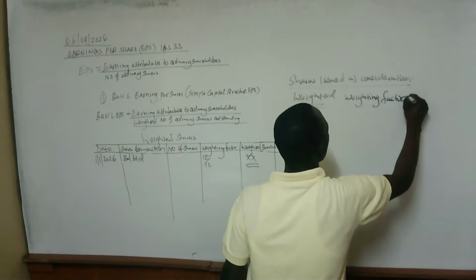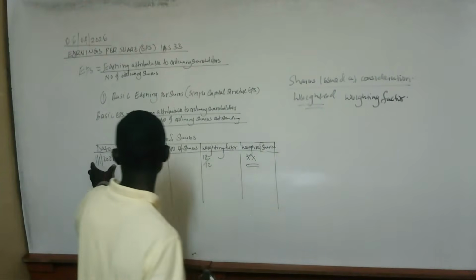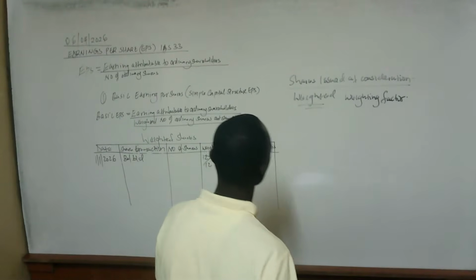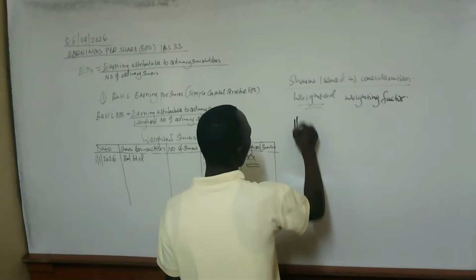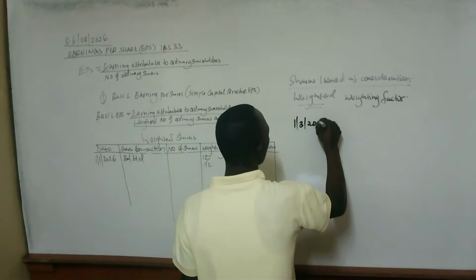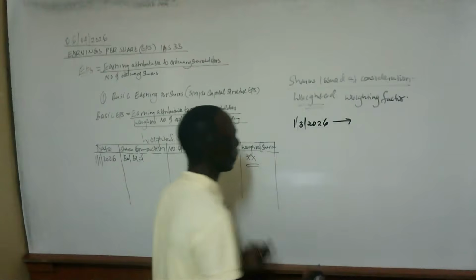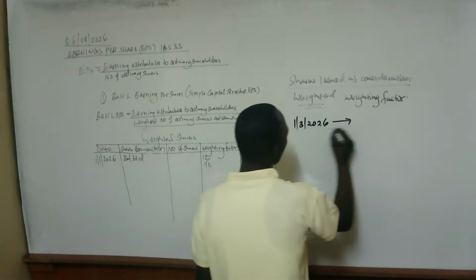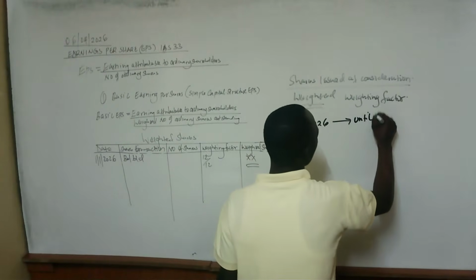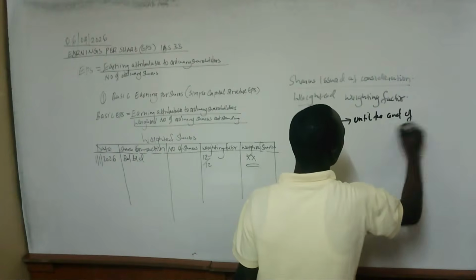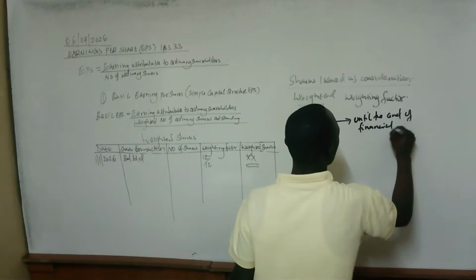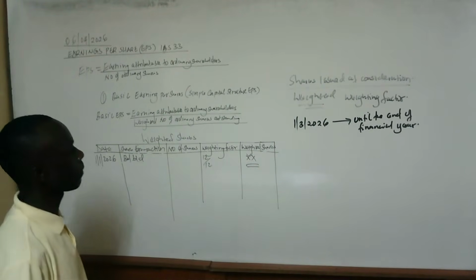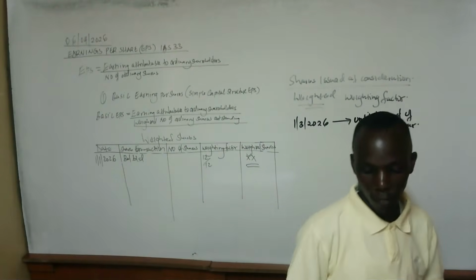For example, if our financial year was starting on 1st January 2026, and the shares were issued on 1st March 2026, then depending on when our financial year is going to be concluded, you are going to weight those shares until the end of the financial year.